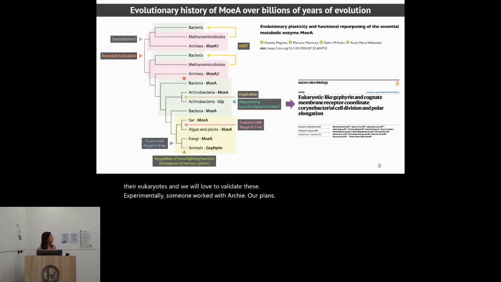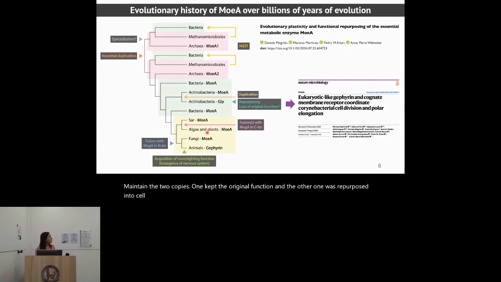So, to sum up, in this work we made an evolutionary analysis of MoeA over billions of years of evolution. First of all, we identified an ancestral duplication in archaea that led to the specialization of one protein into tungsten and another one into molybdenum. We identified a duplication within actinobacteria that maintained the two copies. One kept the original function, and the other one was repurposed into cell division.